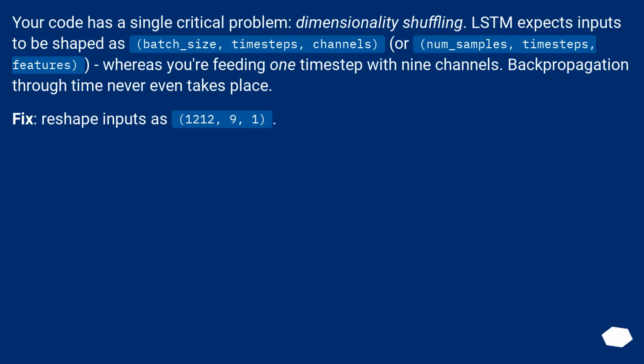Your code has a single critical problem, dimensionality shuffling. LSTM expects inputs to be shaped as batch_size, time steps, channels, or num_samples, time steps, features, whereas you're feeding one time step with 9 channels. Backpropagation through time never even takes place. Fix: reshape inputs as 1212, 9, 1.